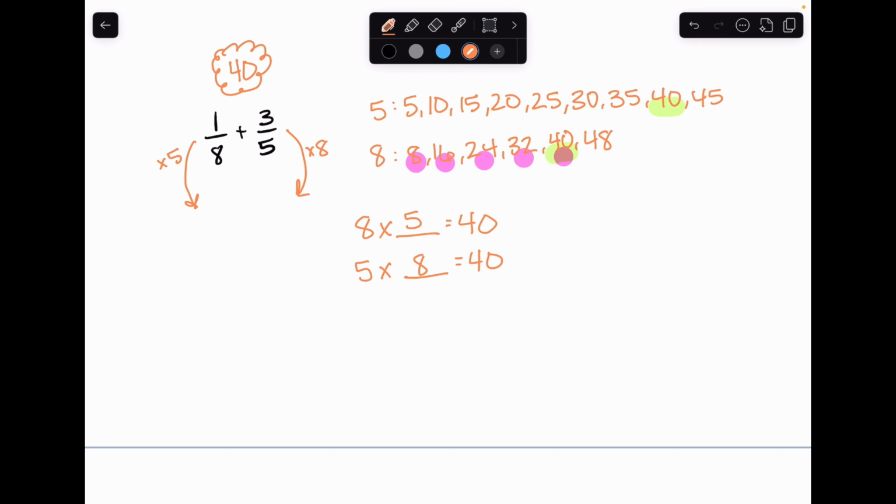Now I can find my equivalent fractions. 1 times 5 is 5, 5 times 8 is 40, 3 times 8 is 24, and 5 times 8 is 40. My denominators match, so I'm good to add. 5 plus 24 is 29, and then I just copy that denominator down. So if you did this one on your own, you should have got 29/40.